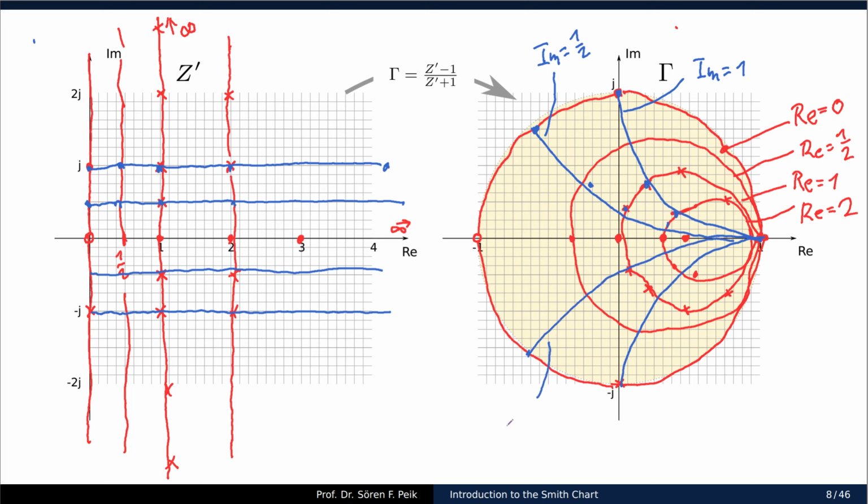So this imaginary part is minus 1/2, and this imaginary part is 1/2. I forgot the minus sign here, sorry. And we can also do 2, for example, here. We have lots of points here too.